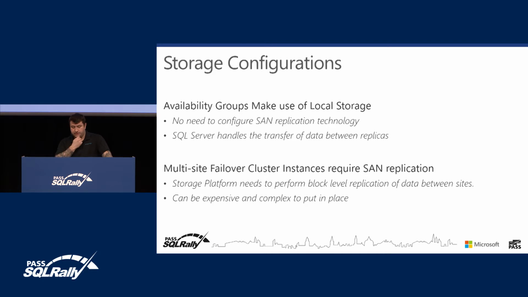Multi-site failover cluster instances, as we discussed, require SAN level replication. Storage platform needs to be block level. It can be expensive. It can be complex to put in place. It's something to really think long and hard about how you're going to do it. One of the configurations I've used previously is a combination of failover cluster instances and availability groups to do the data replication between failover cluster nodes. Okay, so I had a 2-node cluster on site A and a 2-node cluster on site B, an availability group between the two just to synchronize the data. So I didn't have to go down to using SAN level replication.